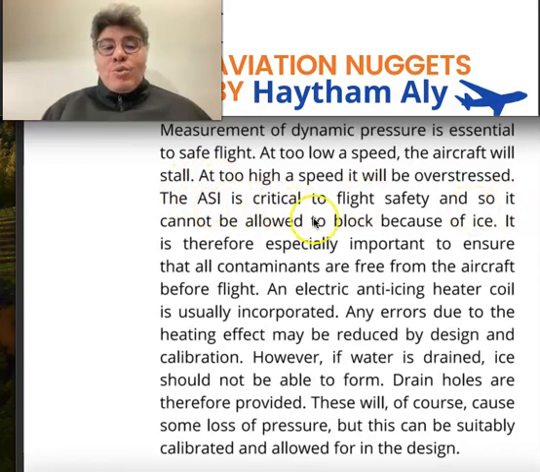So it cannot be allowed to block because of ice. The pitot tube and the static port cannot be blocked. What is most prone to icing? Is it the pitot or static? It is the pitot, due to its location on the fuselage or on the wing. The static is always located in a place that may not be prone to icing, but it may also be electrically heated. Okay, everybody? So the pitot cannot be allowed to block because of ice, so it's always electrically heated.